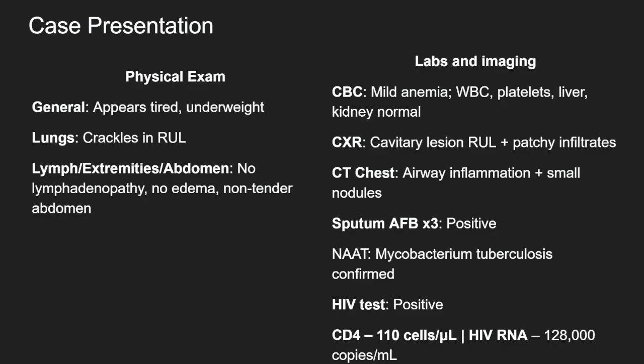CT of the chest confirmed airway inflammation and showed small nodules consistent with tuberculosis. All three sputum samples came back positive for acid-fast bacilli, and a NAT, or a nucleic acid amplification test, confirmed the diagnosis of Mycobacterium tuberculosis.